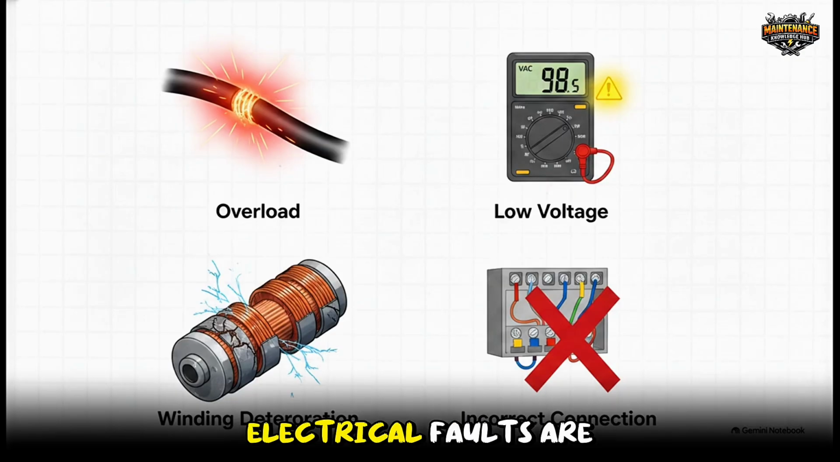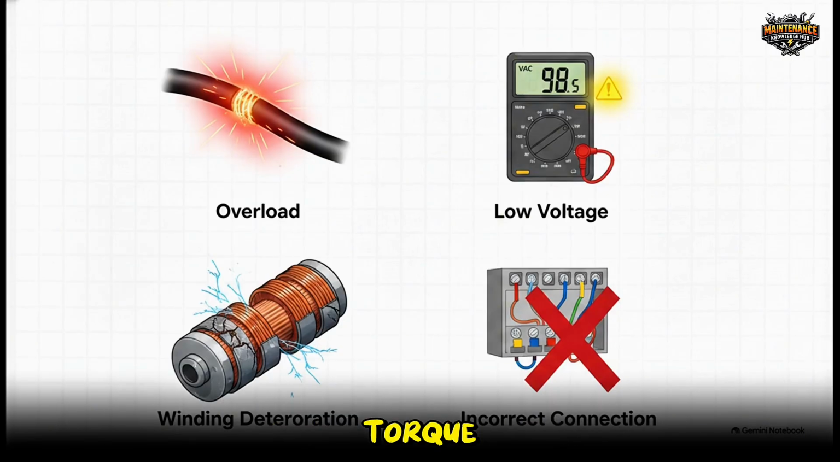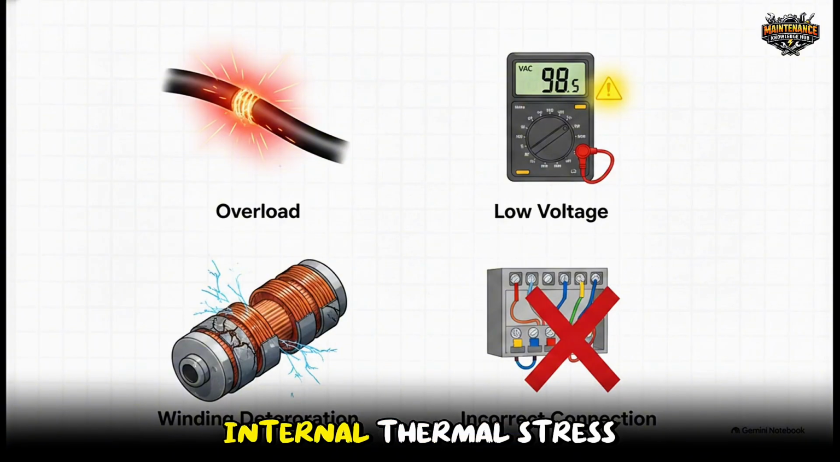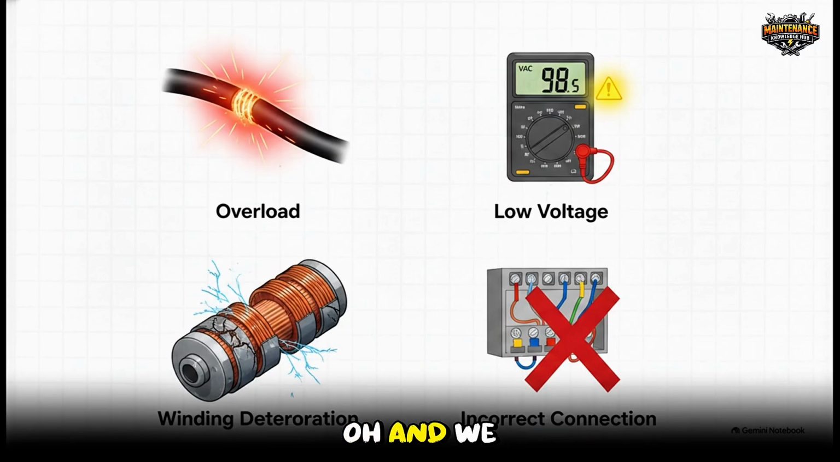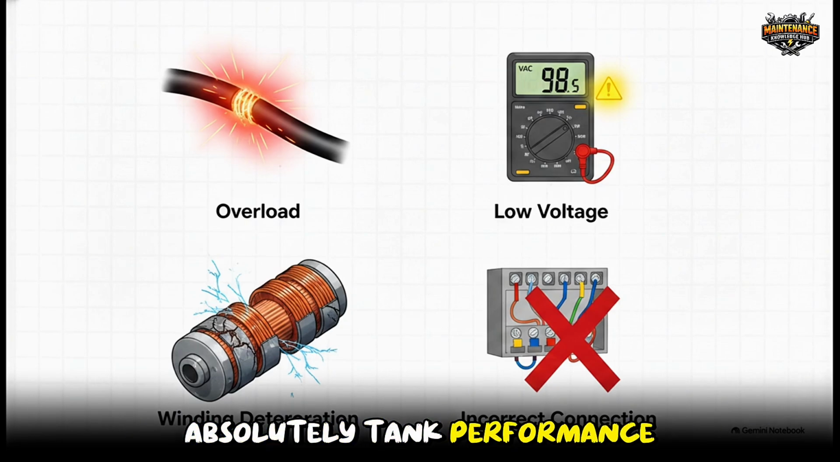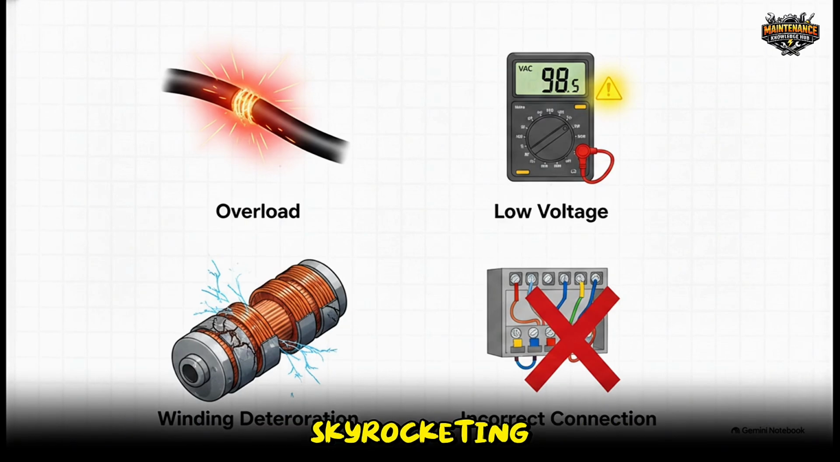And let's face it, electrical faults are incredibly common. Whether it's an overload pushing way too much current, low voltage forcing the motor to draw higher current just to maintain torque, or degraded winding insulation from age and moisture, these issues rapidly generate massive internal thermal stress. Oh, and we definitely have to watch out for incorrect motor connections during commissioning. Getting the star and delta configuration wrong, yeah, that will absolutely tank performance and send temperatures skyrocketing.